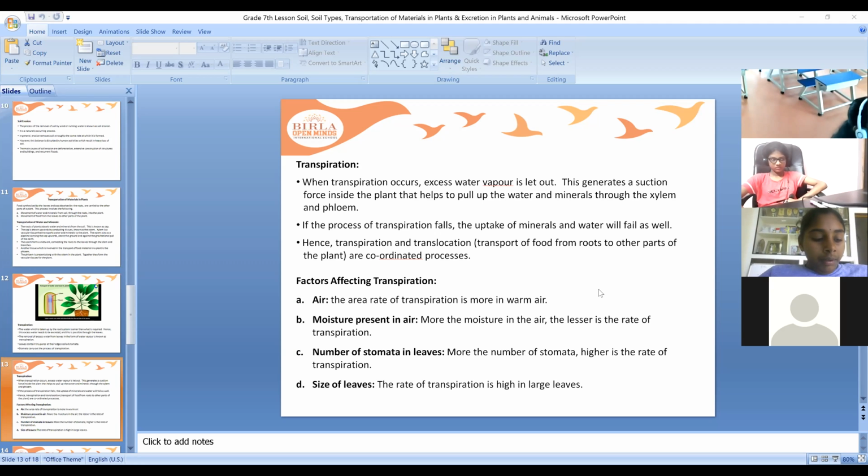Number of stomata in leaves: if there are more stomata, the higher is the rate of transpiration. If more holes are there in the leaf, then more water will be let out, and the rate of transpiration is higher. Now coming to size of leaves, the rate of transpiration is high in large leaves because the surface area will be more, so the transpiration will be more.